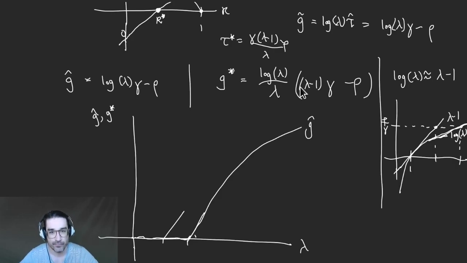In the limit, the first terms are going to look similar, but the second term is going to go to zero. So in the large lambda limit, the equilibrium is going to be too big as well.